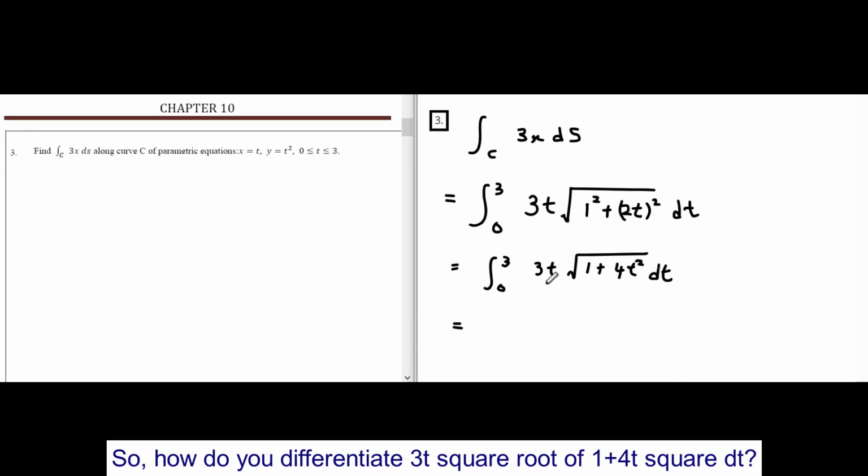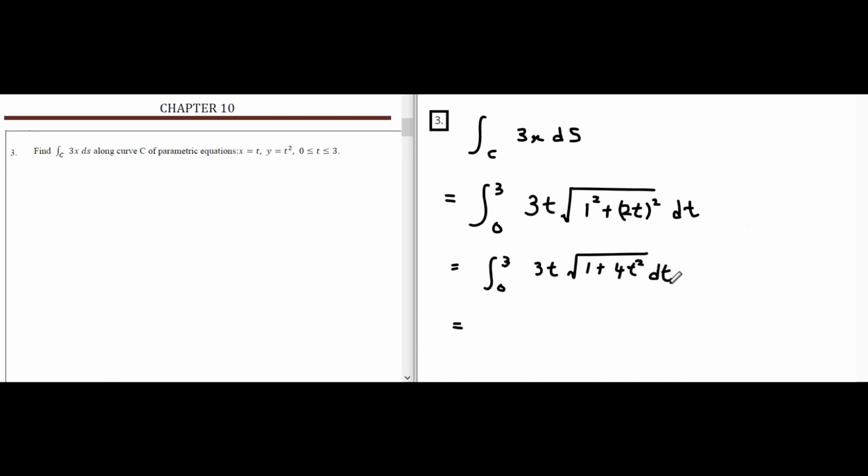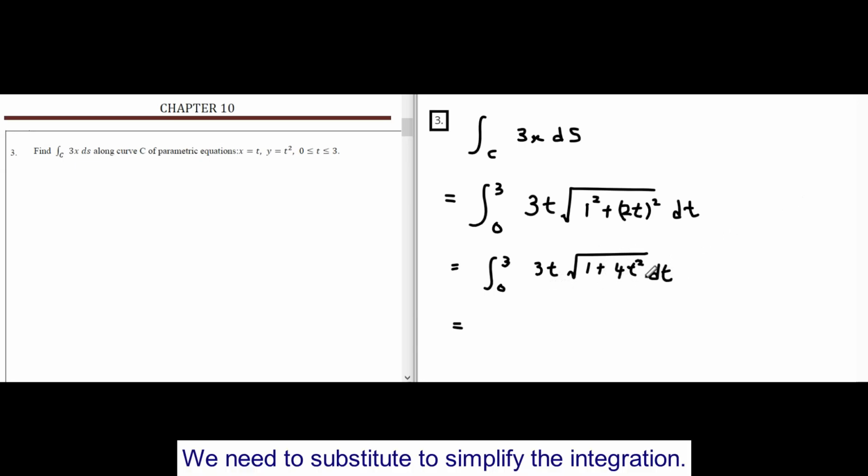So how do you integrate 3t times the square root of 1 plus 4t squared dt? So we need to substitute to simplify the integration.